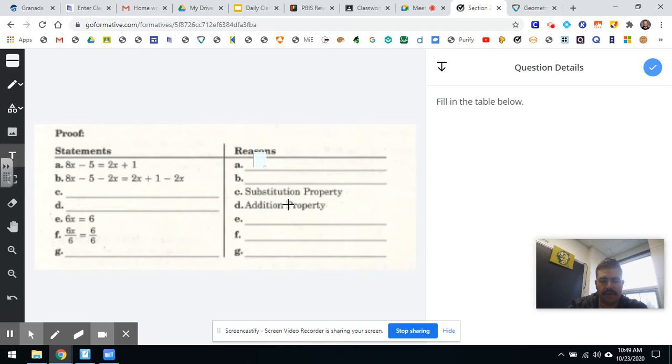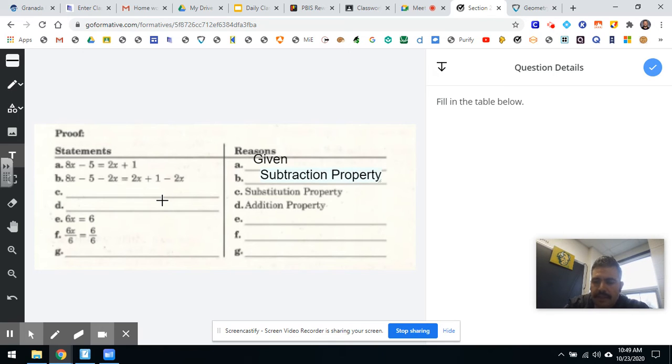This is the given information. It's always given for the first section, okay? Then what's going to happen is in part B, we have to look at what's happening. Now you'll notice in here that I'm subtracting 2x from both sides of the equal sign. So since I'm subtracting 2x from both sides of the equal sign, we're actually going to be using the subtraction property of equality.